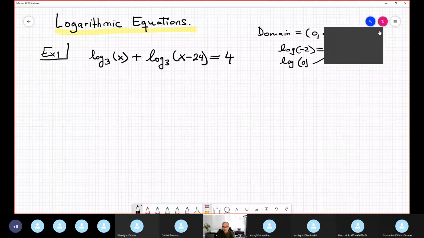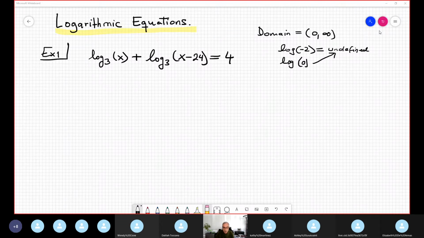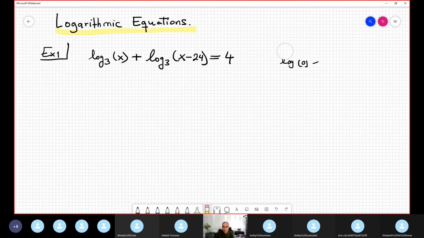Okay, so be careful because logarithmic equations are picky. It's not nice like an exponential. In an exponential, we can get the number positive or negative, it's okay. In a logarithm, no.